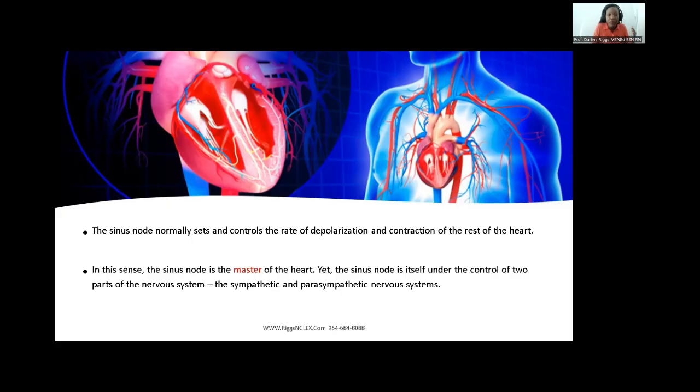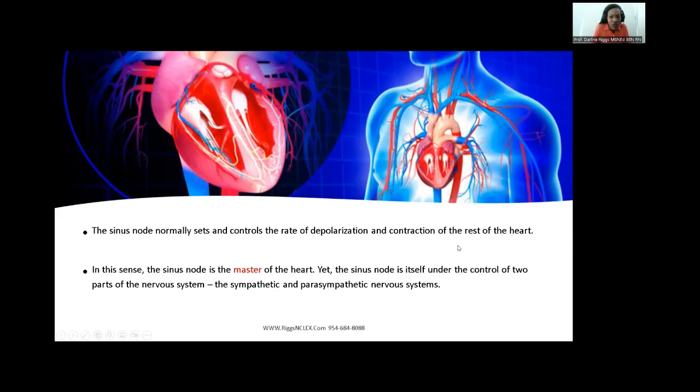So the sinus node is the master of the heart, but the master of the heart is controlled by the nervous system. And if you remember, the nervous system is comprised of the sympathetic nervous system and the parasympathetic nervous system. Okay? Remember fight and flight, feed and breed. I'm bringing you back to the classroom. But that is what's controlling this master. So the master has a master. It is what it is.